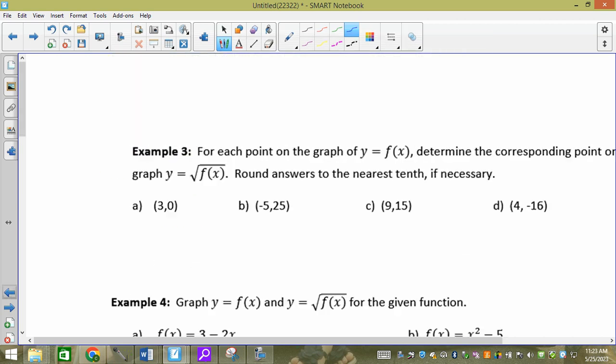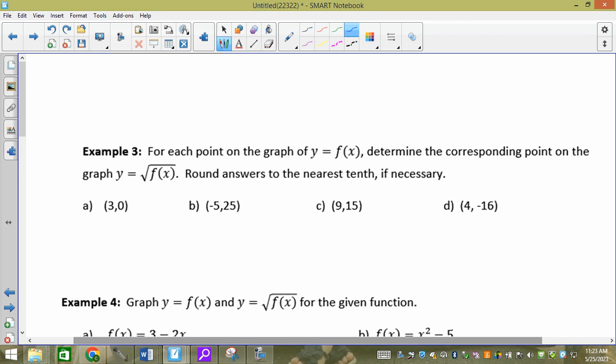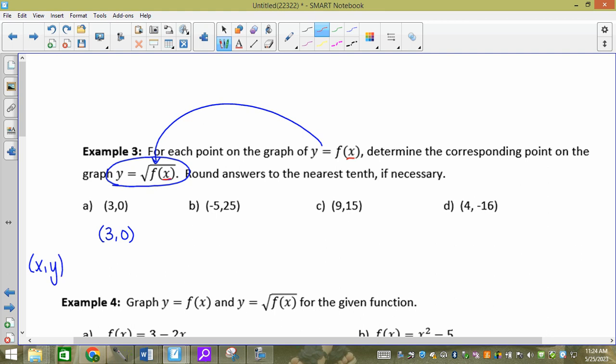One thing before we go, I want this one. For each point on the graph of y equals f of x, determine the corresponding one on this. What do I do when I go from this to this? Keep my x and do what to my y? Square root it. So what's this point going to become? 3, 0. Because what am I doing? Square rooting the 0. Remember, (x, y) becomes (x, root y).